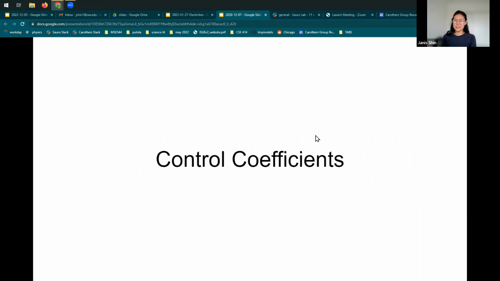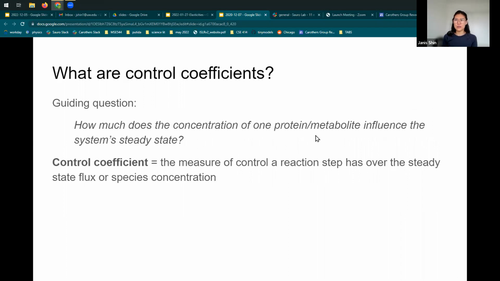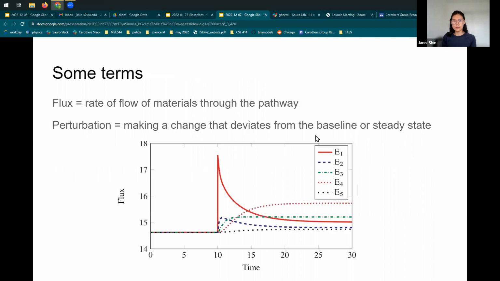All right, so now we're going to move on to control coefficients. So what are control coefficients? The guiding question is, how does the concentration of one protein or metabolite influence the system's steady state? We want to know that, and we have control coefficients, which measure the control a reaction step has over the steady state flux or a species concentration.